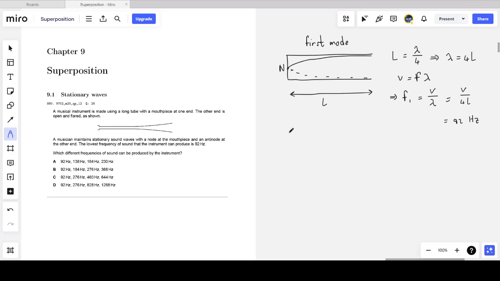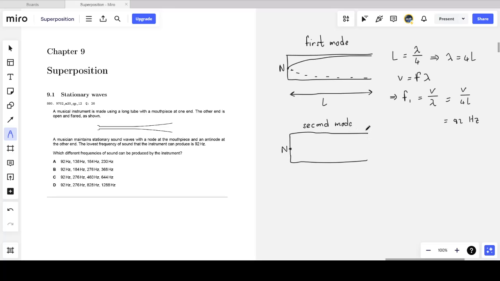Now, for the second mode of vibration, we can't choose A, B, C, or D yet because 92 Hertz is the first frequency in all of them, as given. What about the second mode of vibration, the first overtone, the second frequency that's possible? Again, it must be a node at the closed end. Always start with your closed ends being nodes, your fixed points being nodes, and your open ends being antinodes.